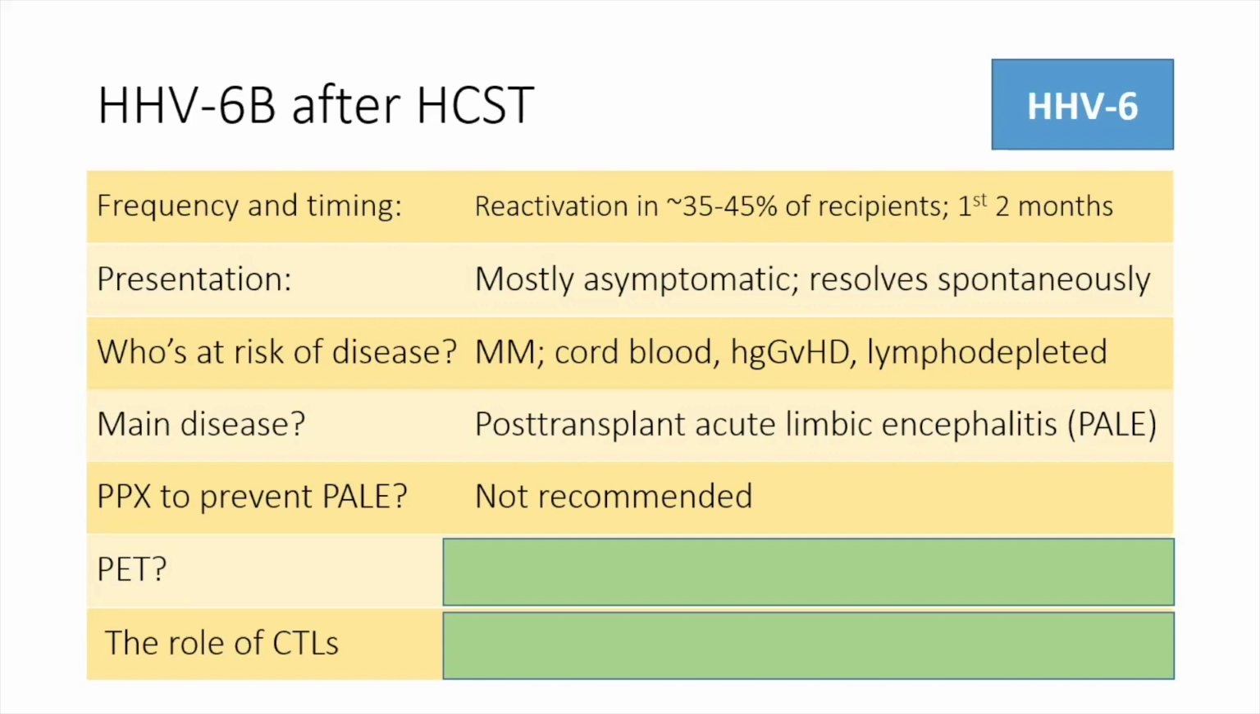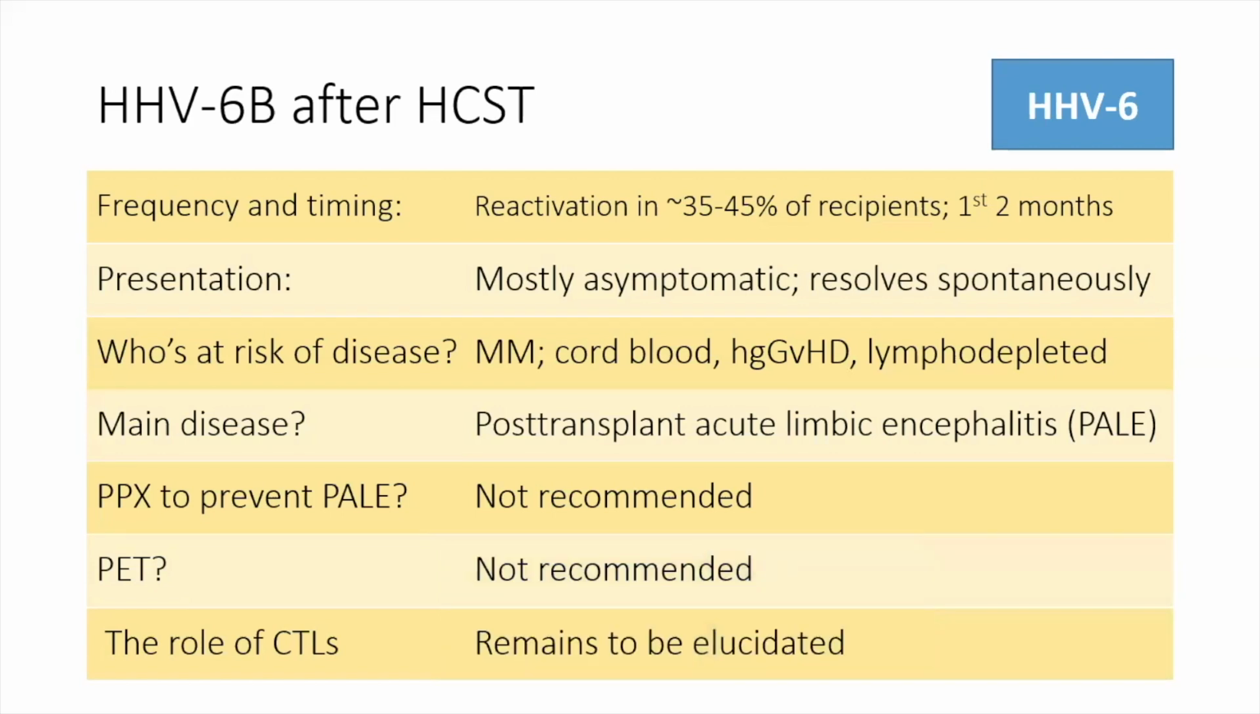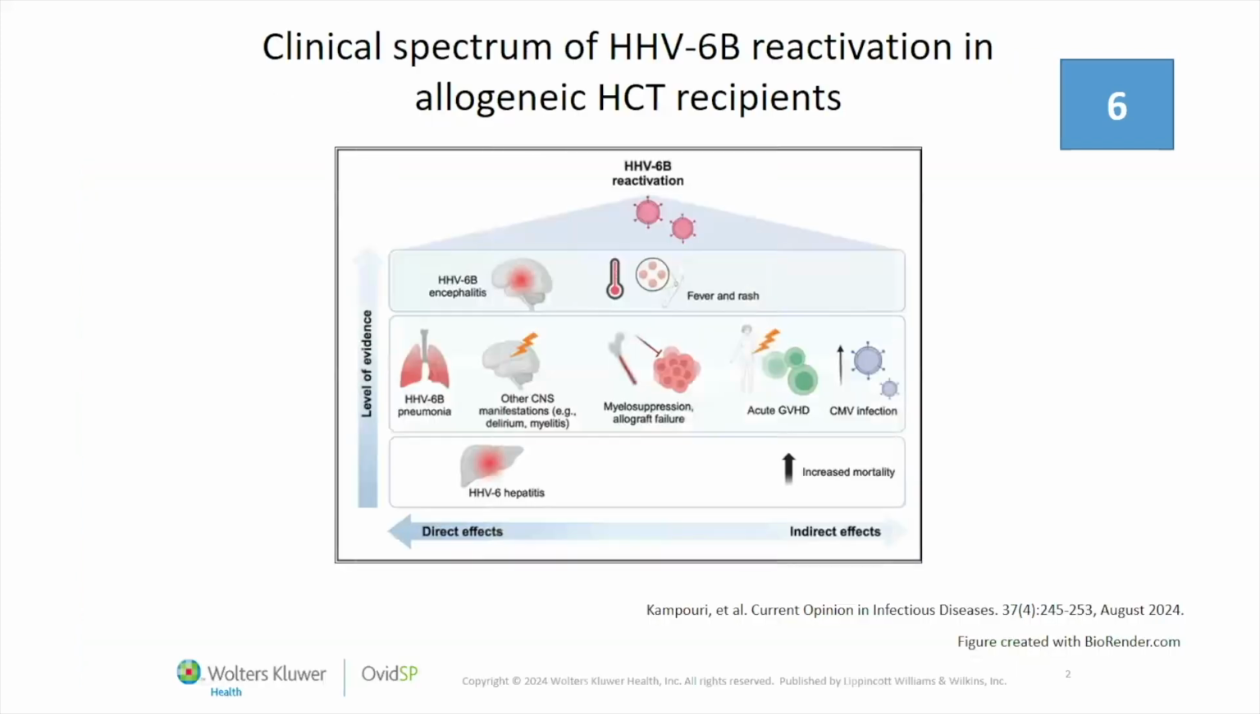The main disease is really the post-transplant acute limbic encephalitis, or PALE. That is what you fear, and that's what you have to think of if your patient develops CNS symptoms. However, prophylaxis and preemptive therapies are not recommended as far as HHV6 is concerned. And there is talk about CTLs having a role in management of HHV6 viremias as a preventative measure for PALE.